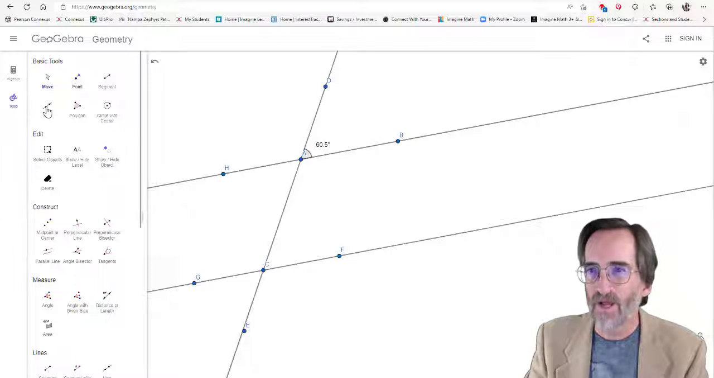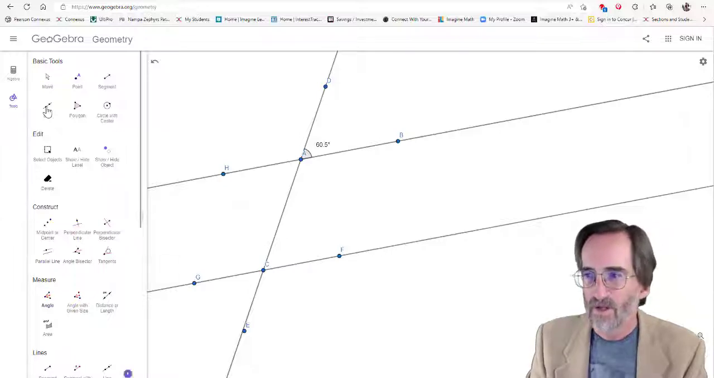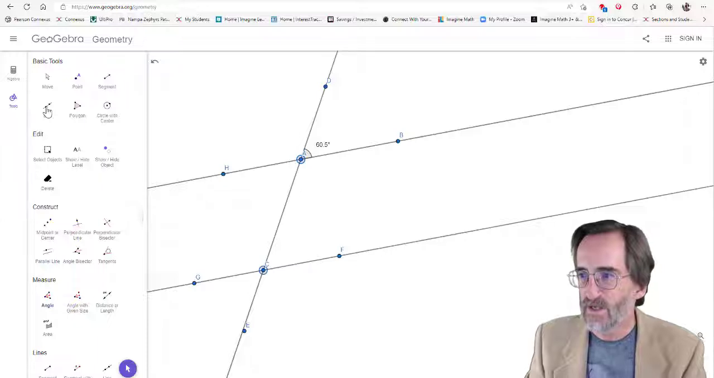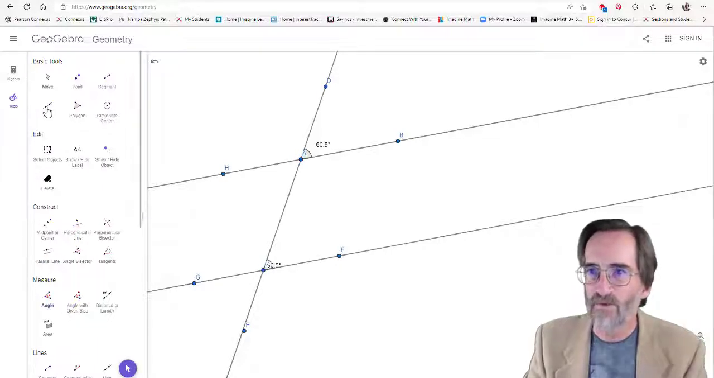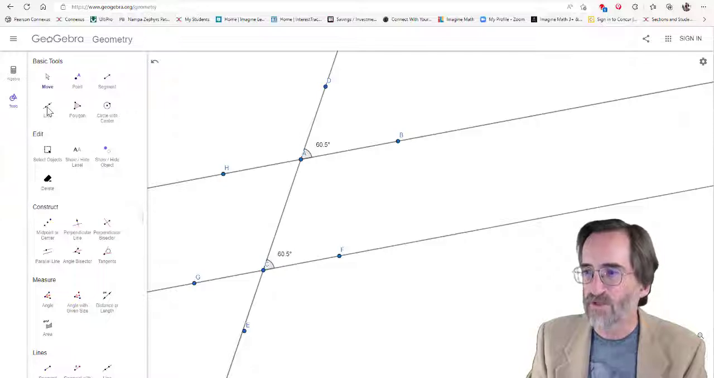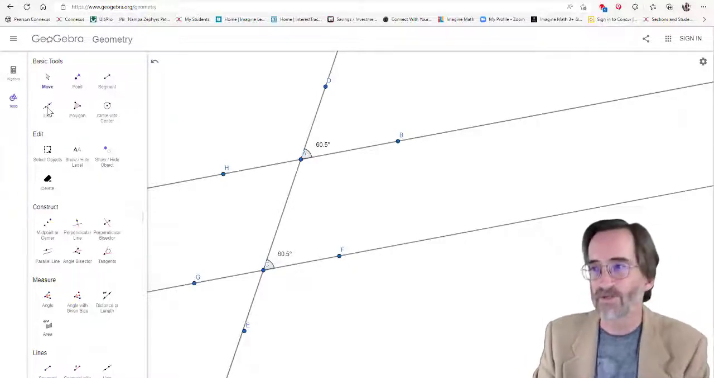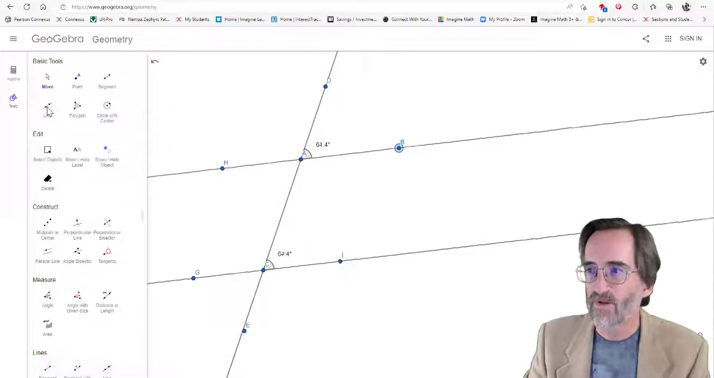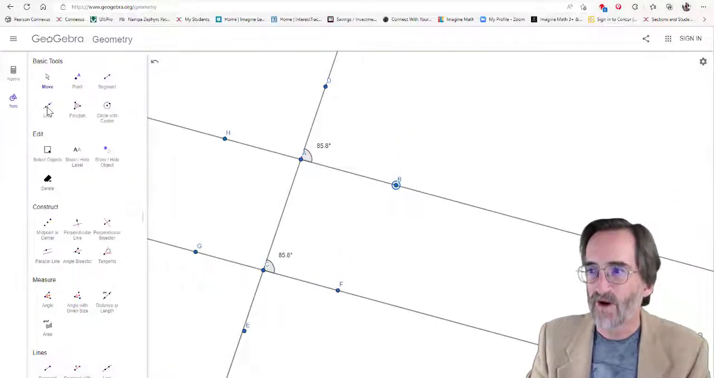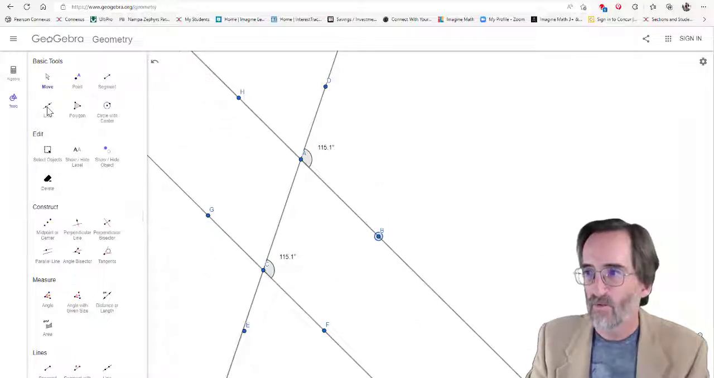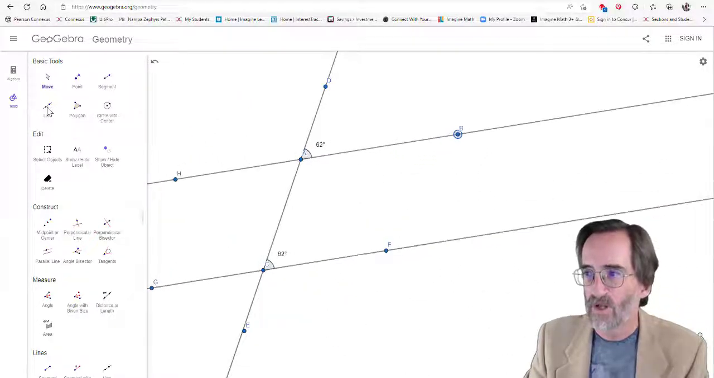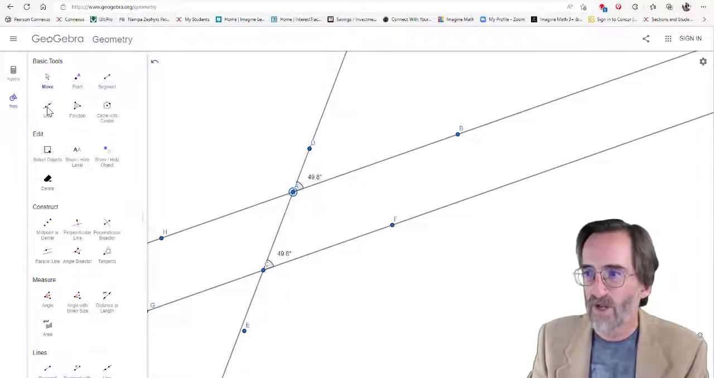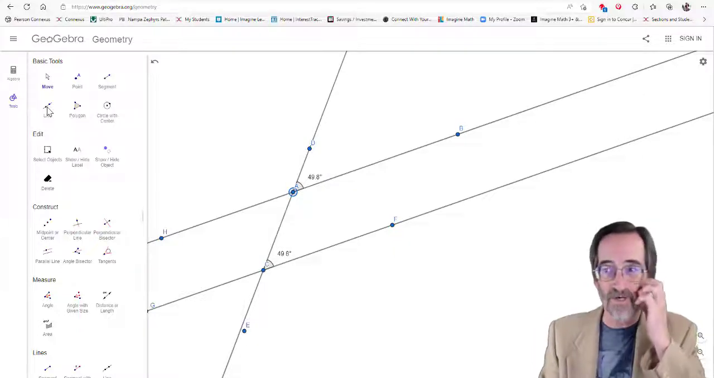Now I want to measure angle ACF, and we want to compare. You can make your own predictions, but lo and behold, look, they're the same. They're both on the upper right of their intersections, so they're corresponding angles. If I grab things and change them around, 85.8, 85.8, 115.1, 115.1. As long as the lines are parallel, 49.8, 49.8. Corresponding angles are congruent.